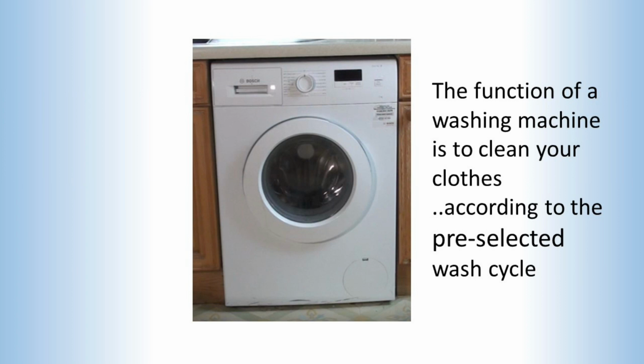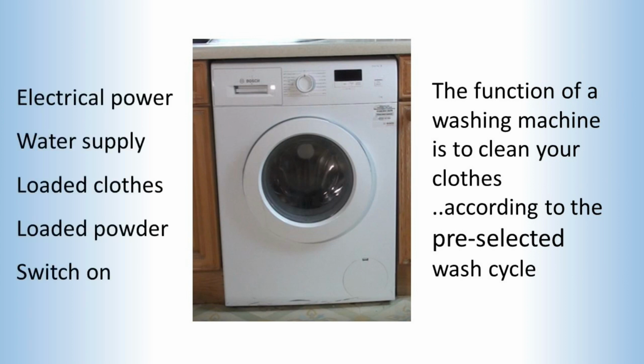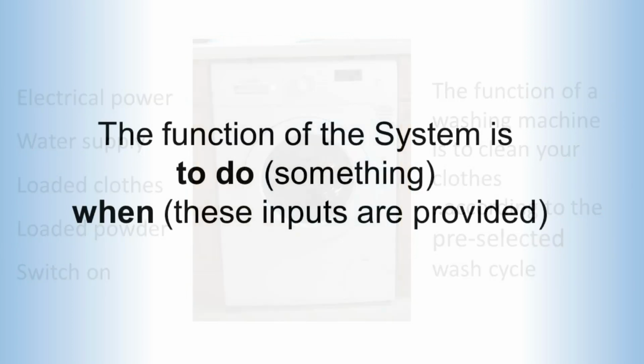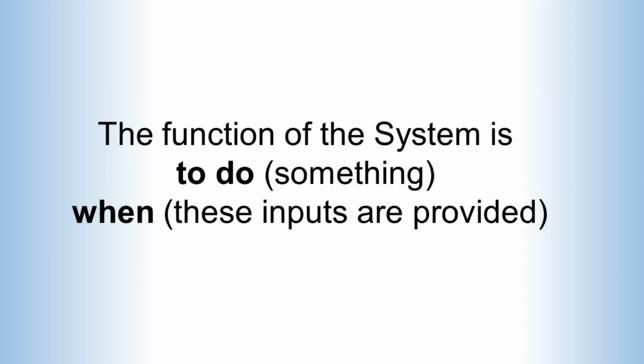But this is not the complete description of the function. A function needs to be defined not only by the outputs provided, but by the inputs required to make those outputs happen. The full syntax of a function requirement statement is outlined here. The function of the system is to do something when these inputs are provided.